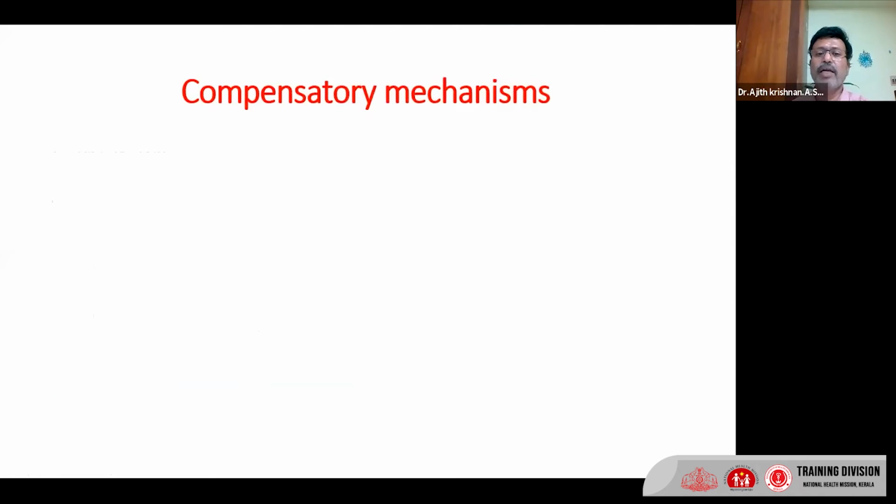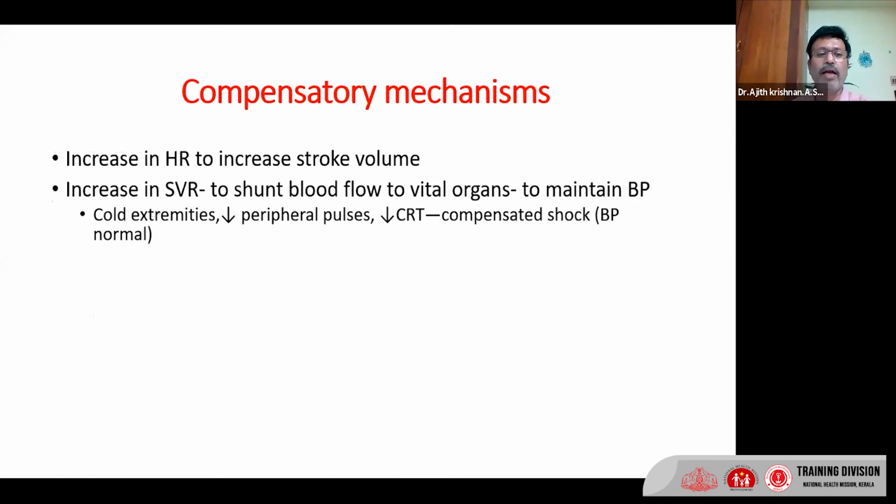What are the compensatory mechanisms? The compensatory mechanisms: one is you will get an increase in heart rate, so as to increase the cardiac output, and another is an increase in systemic vascular resistance. The periphery is constricted, so as to shunt the blood flow to the vital organs.